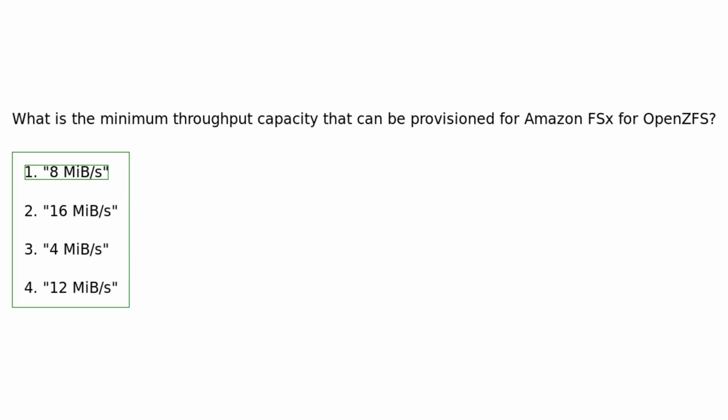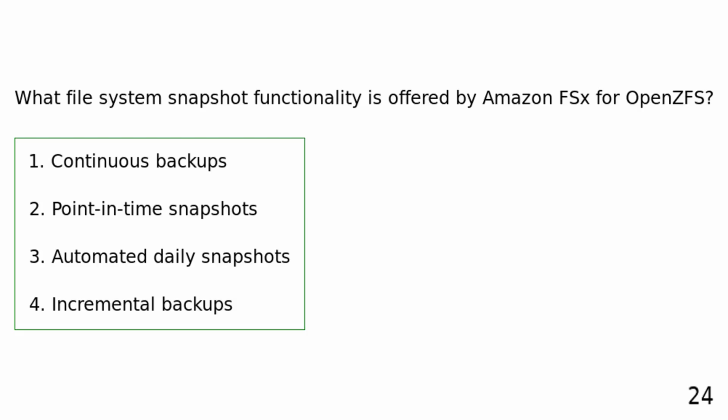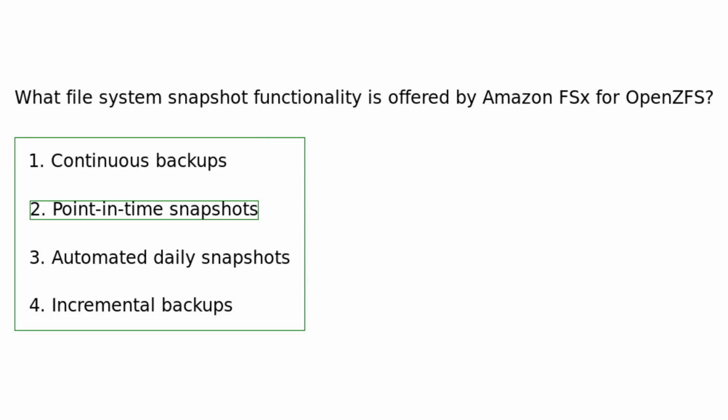What file system snapshot functionality is offered by Amazon FSx for OpenZFS? Continuous backups. Point-in-time snapshots. Automated daily snapshots. Incremental backups. Amazon FSx for OpenZFS supports point-in-time snapshots, enabling you to create a frozen copy of your file system at a specific point in time for backup and recovery purposes.